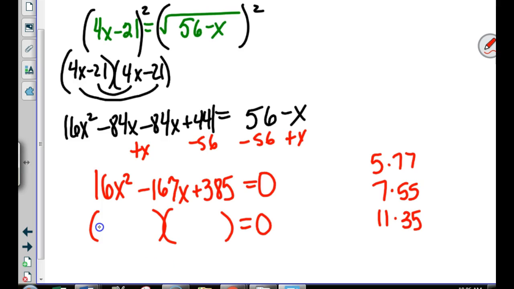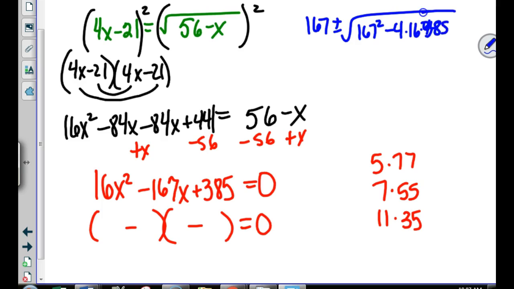I don't know. 4 and 4, 8 and 2, what do you want to try? I think quadratic formula would have been faster. Okay, quadratic formula would say 167 plus or minus the square root of 167. It's negative, I know, but when you square it, it's going to become positive anyway. Minus 4 times 16 times 440, or 385.